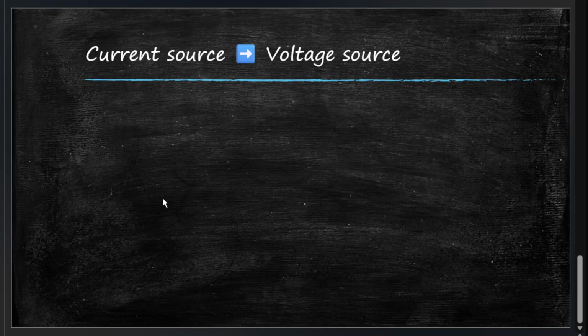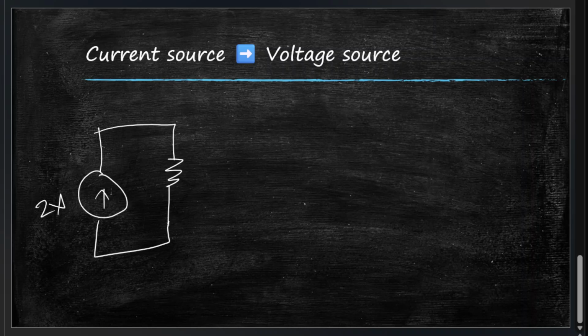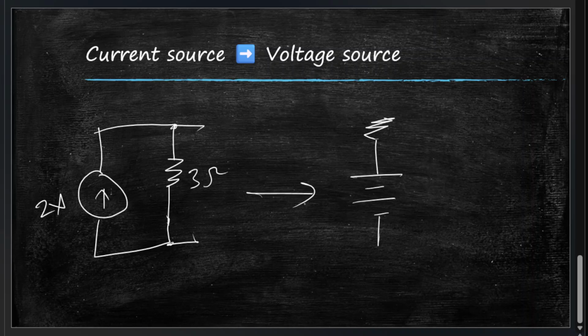Now let's do it the other way, current source to voltage source. Let's draw a current source with the same value we got there, so 2 amperes, and then the resistor in parallel. The resistor also has the same value, so let's keep it 3 ohms. Now we want to convert this to a voltage source. Step 1 is to redraw, removing the current source and replacing it with the voltage source, and then the resistor in series.